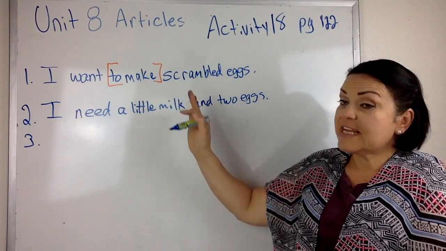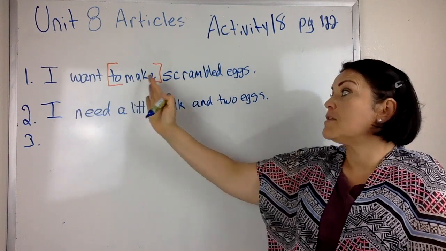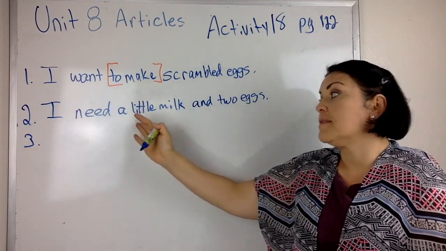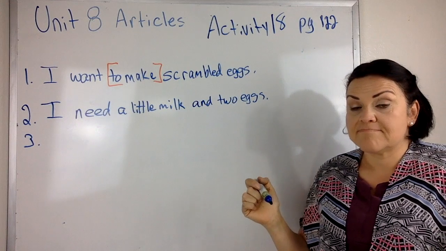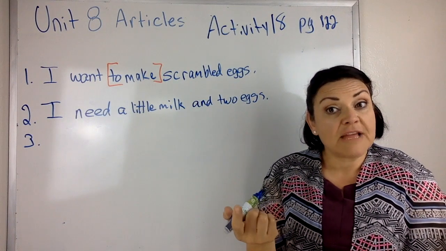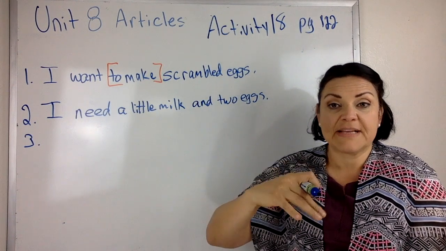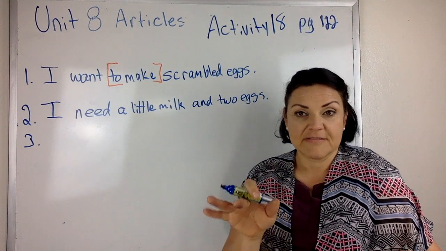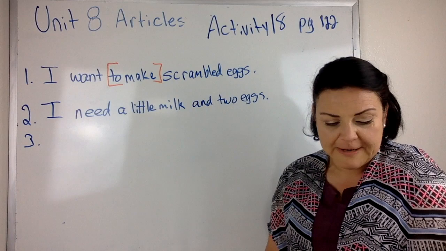So they're writing a list, right? I want to make scrambled eggs. So this is the story. I need a little milk and 2 eggs. I don't know. My brother likes to put milk in his eggs because it makes it fluffy. I don't really put milk, but it evaporates, but he puts milk in there.